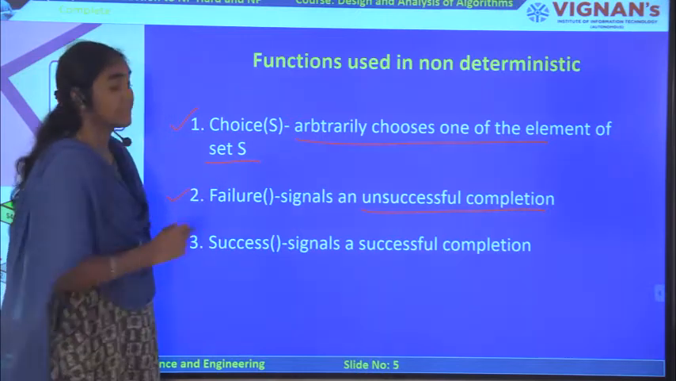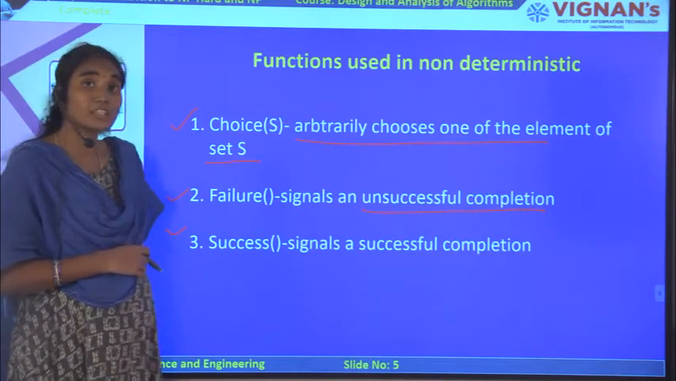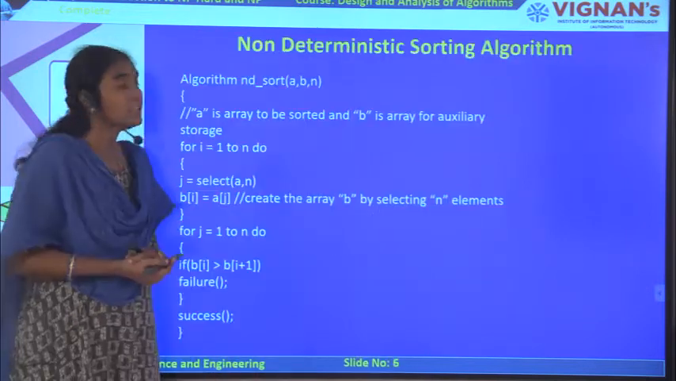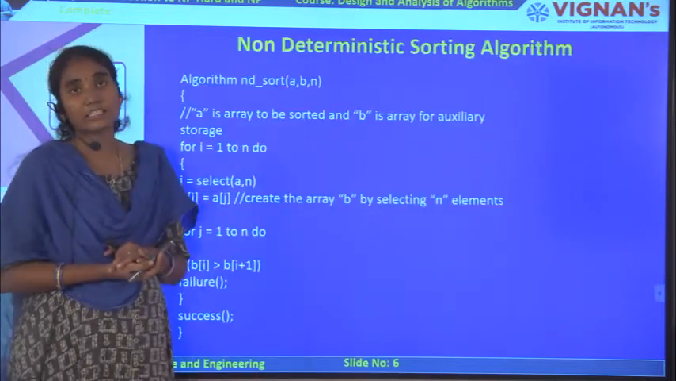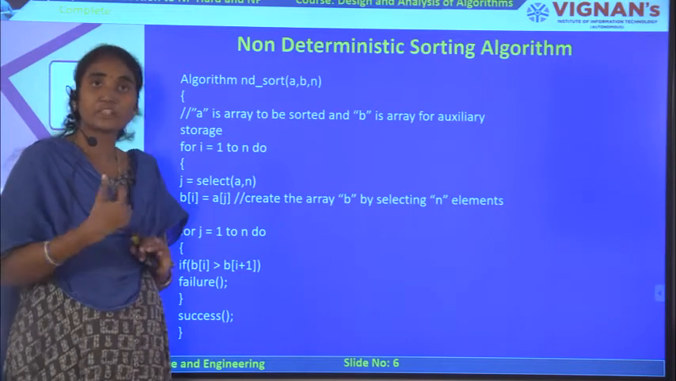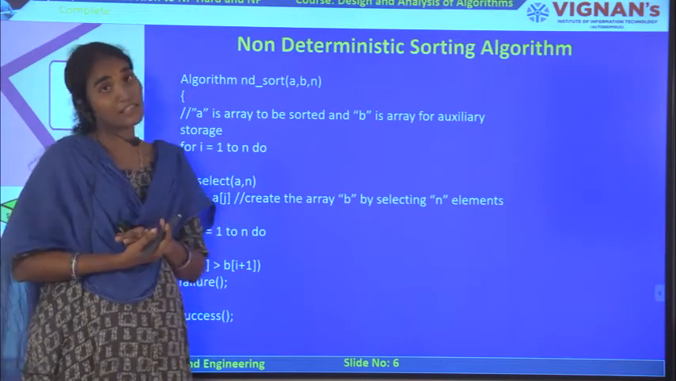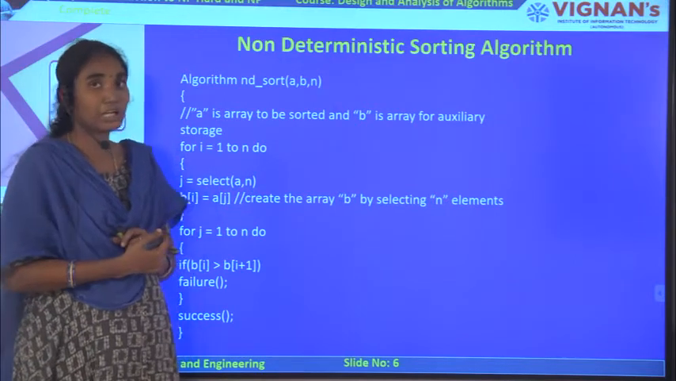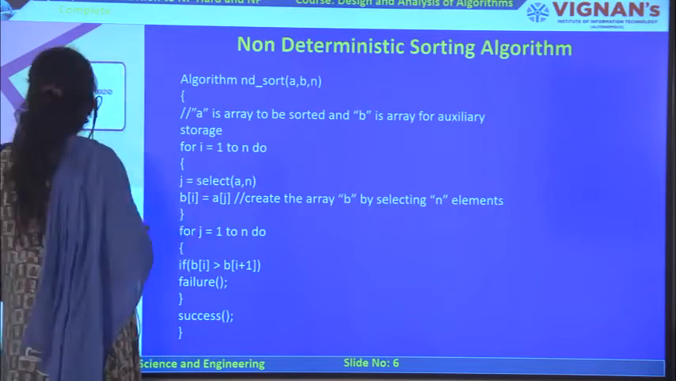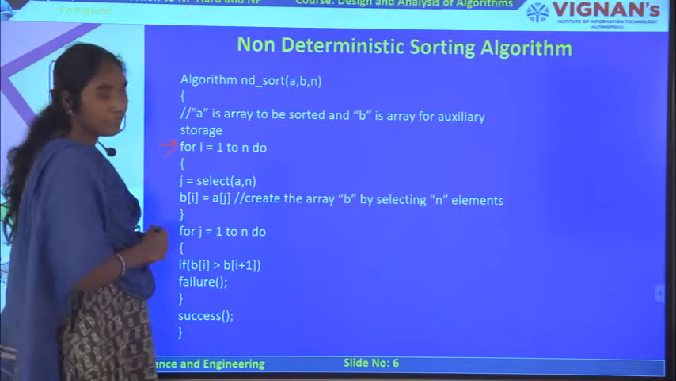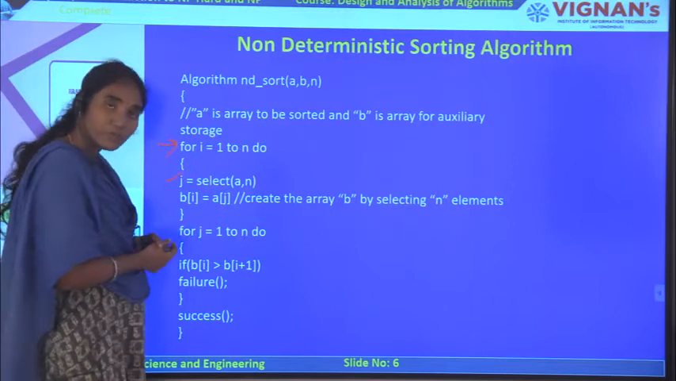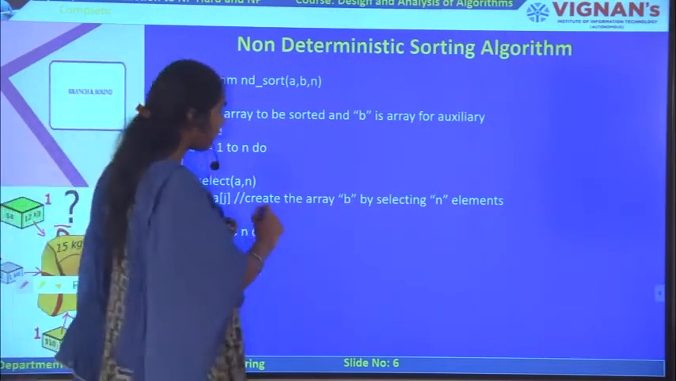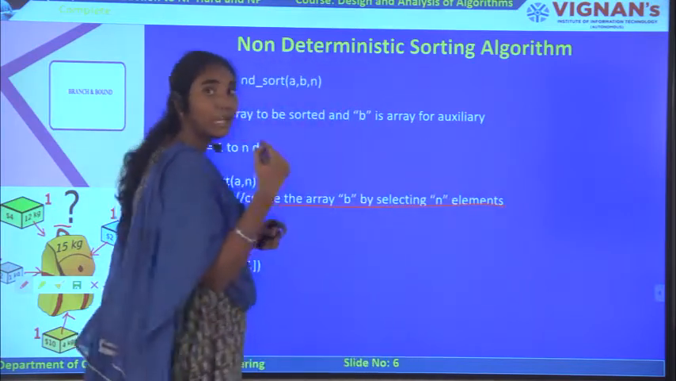Now success signals a successful completion. And this is a non-deterministic sorting algorithm. Previously you have seen a non-deterministic searching algorithm, right? So this is a non-deterministic sorting algorithm. So now here for i equal to 1 to n, I am selecting any one of the elements, and now B of i is equal to A of j. So here we create an array B by selecting n elements.